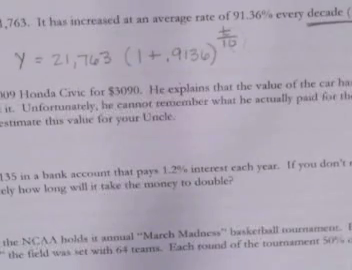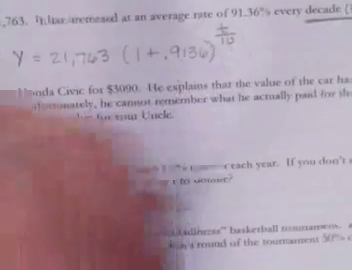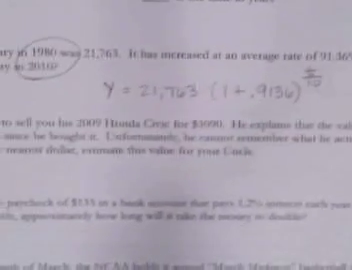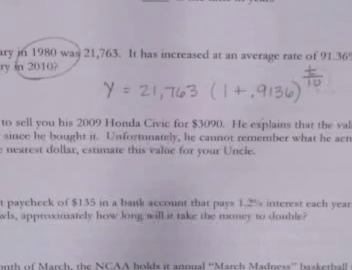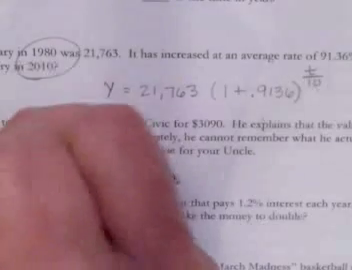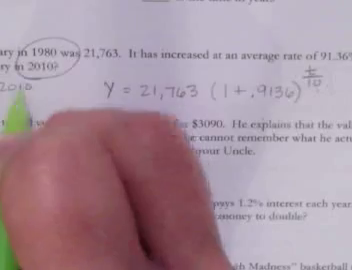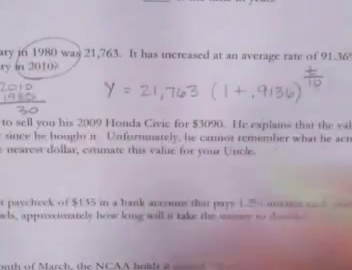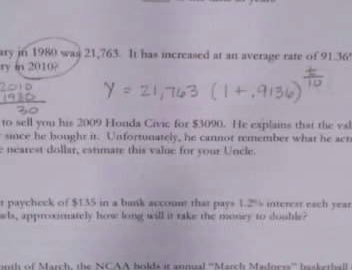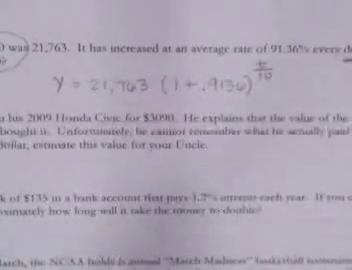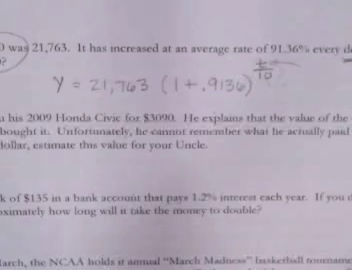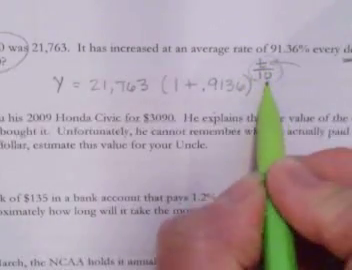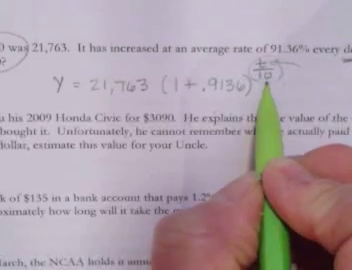Then it asks, what's the population of Cary in 2010? Well, I need to know the number of years between 1980 and 2010. And if that's easy for you to look at and say, well, that's 30, that's great. But if it doesn't occur to you immediately how many years, you can just do this subtraction and you'll end up getting 30 years have passed since 1980. And so 30 is what we're going to insert here for t. And when we put in 30 and divide by 10, we get 3.